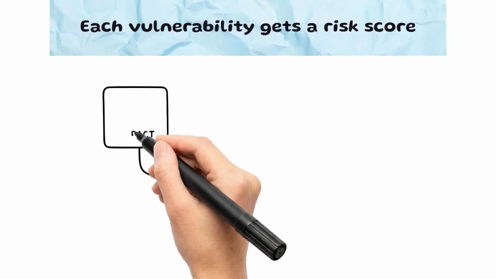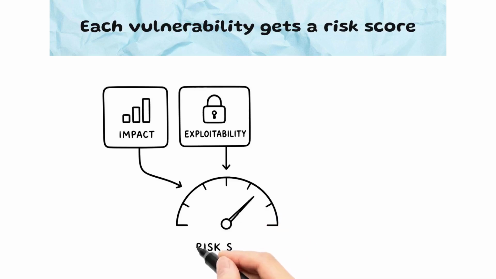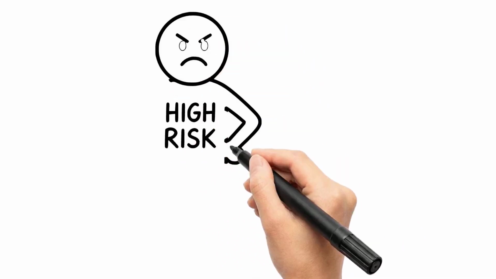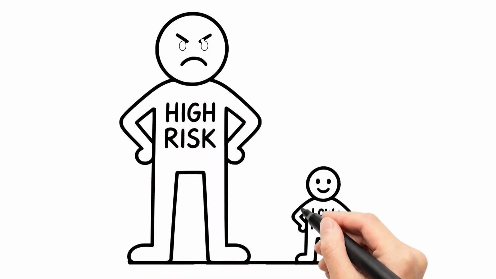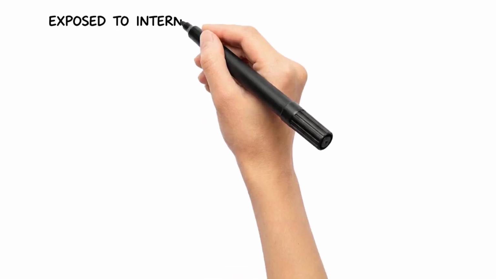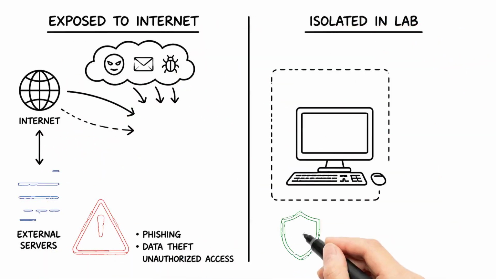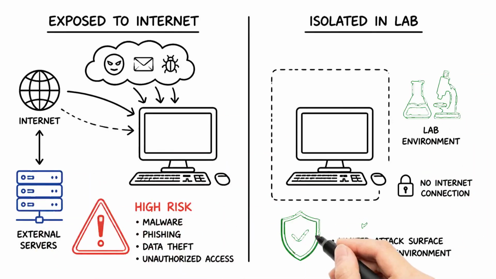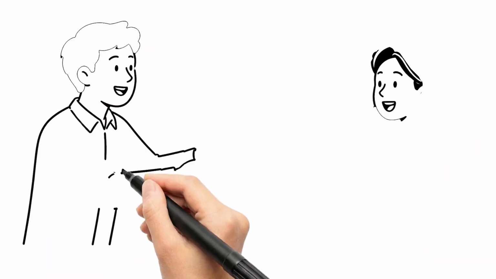Each vulnerability gets a risk score. Common scoring systems like CVSS help rate severity. They consider factors like impact, exploitability, and context. A vulnerability that grants remote admin access ranks far higher than one that just leaks minor info. But even within high scores, context matters. The same flaw on a public-facing web server poses more risk than on an isolated lab machine. So vulnerability management is really about balancing risk with resources. Organizations can't patch everything instantly. Instead, they focus on what matters most.